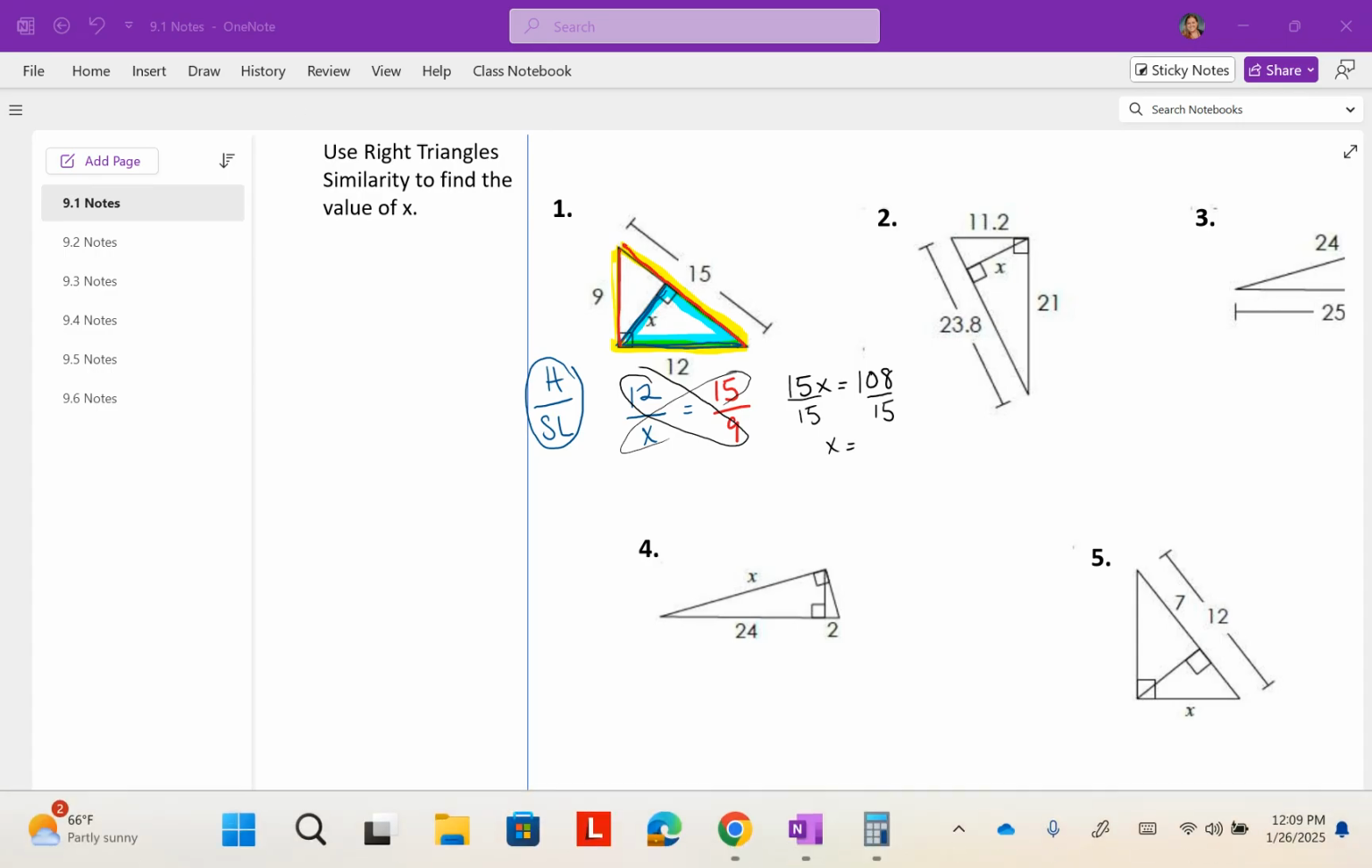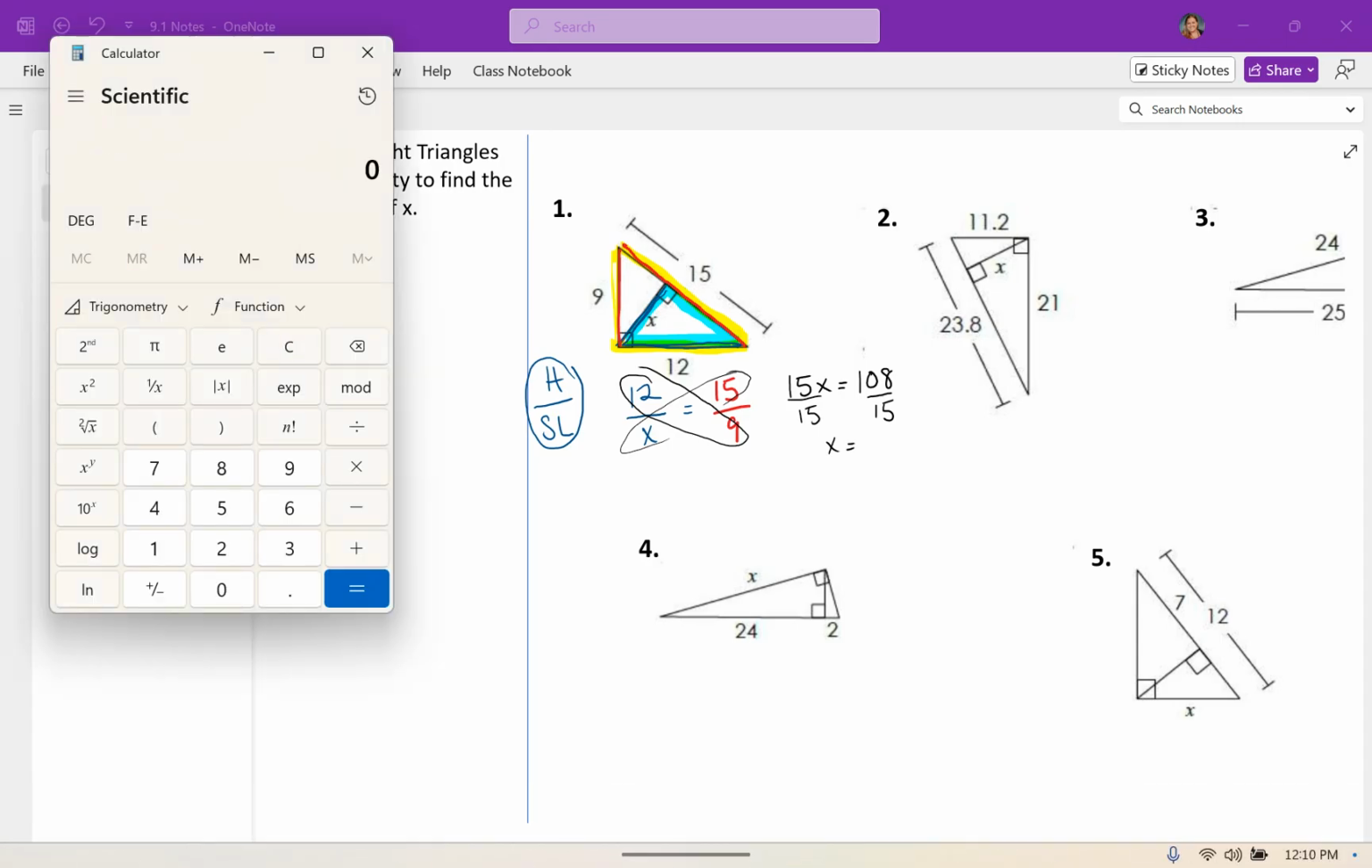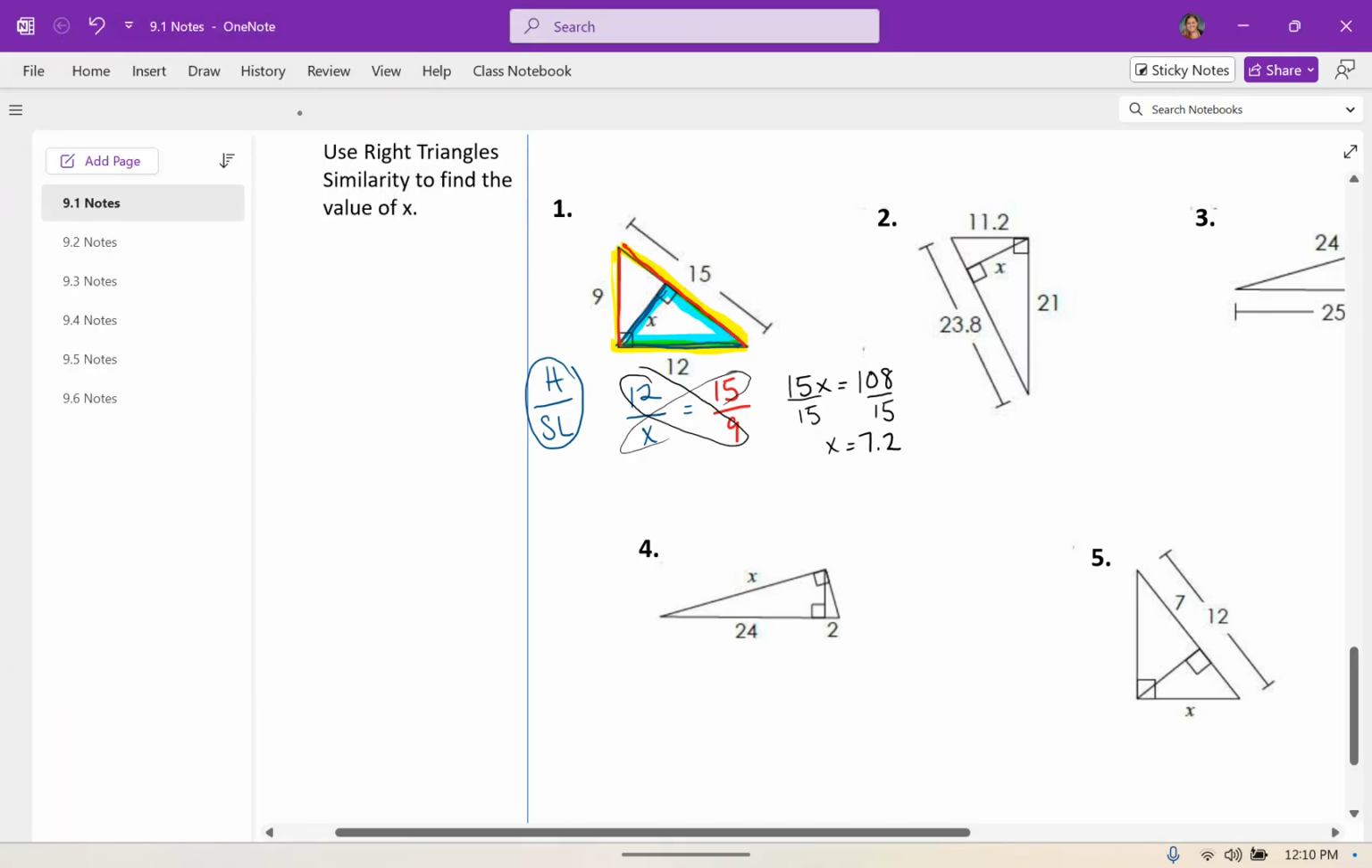Let me check my math here. 12 times 9 is 108, divided by 15 is 7.2. So x is 7.2.